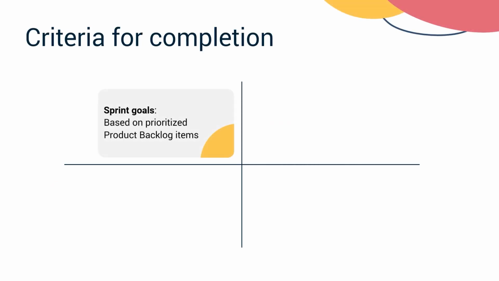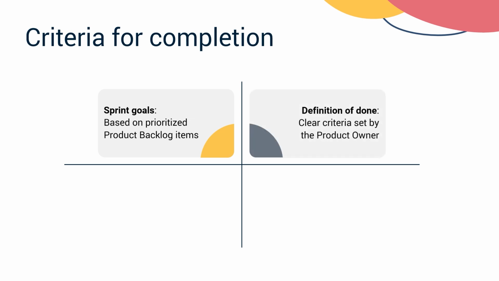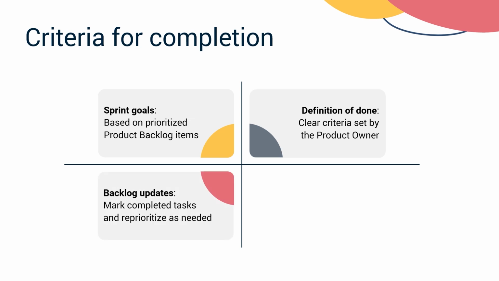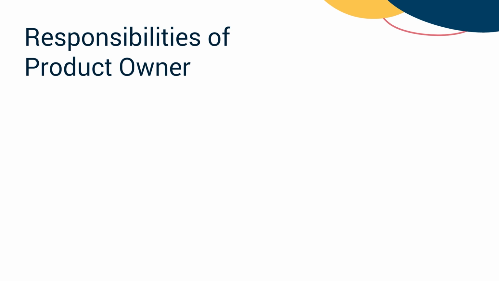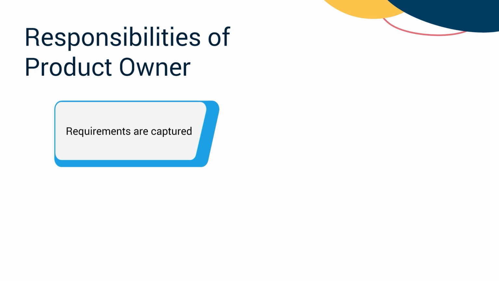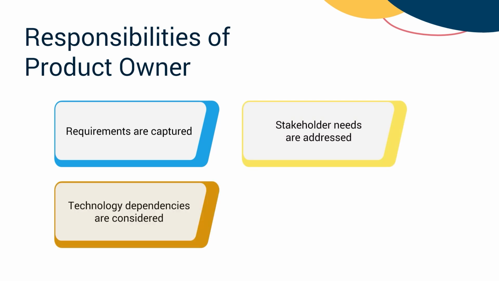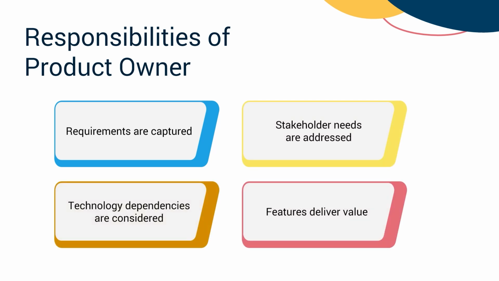Prioritized items from the product backlog form the basis of the sprint goals. The product owner establishes clear criteria to define what done looks like for tasks and features, ensuring a shared understanding of completion standards. Once tasks are completed, the team updates the product backlog by marking off finished items and revisiting prioritization to reflect any changes or new insights. By focusing on key aspects, product owners ensure that requirements are captured in user stories, stakeholder needs are addressed, technology dependencies are considered, and every feature delivers value.